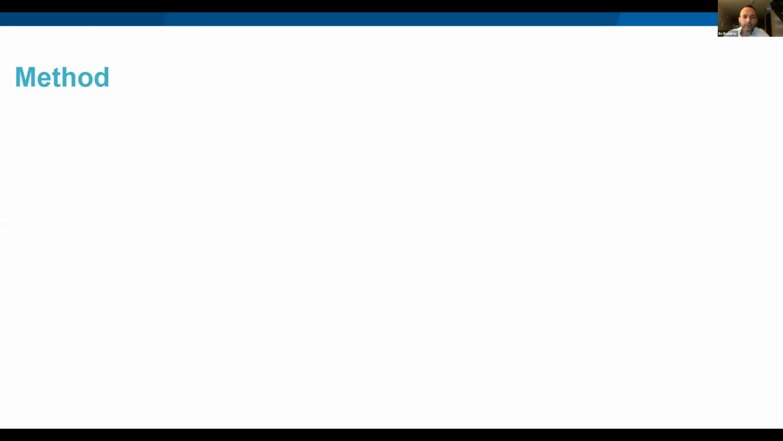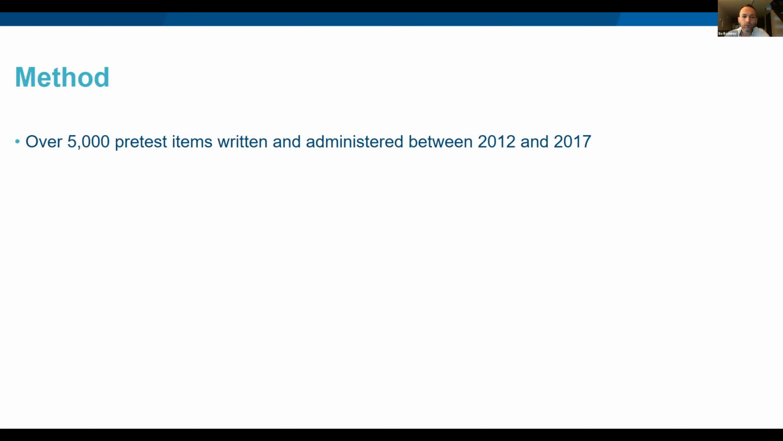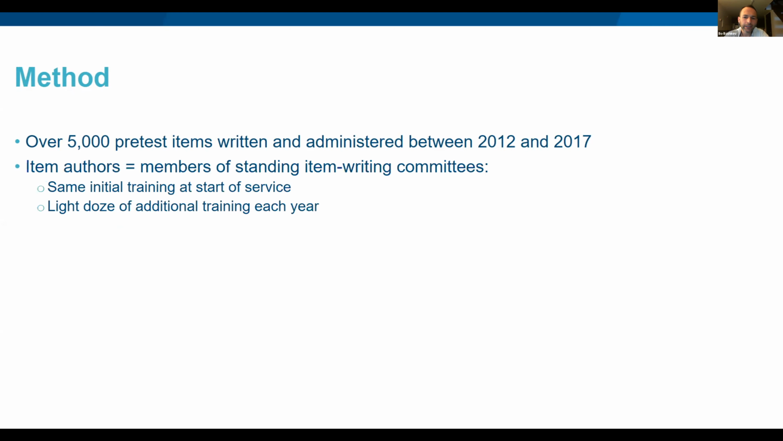We did 2 types of analyses to examine the link between experience and quality. All of our analyses are based on over 5,000 pretest items written and administered over a 6-year period. Again, these are items in 6 different disciplines. Item authors were standing item writing committee members who had some initial training that is standardized across all item authors, and an annual light dose of additional training just to keep everyone on the same page and to reinforce some of the basic principles of item writing.